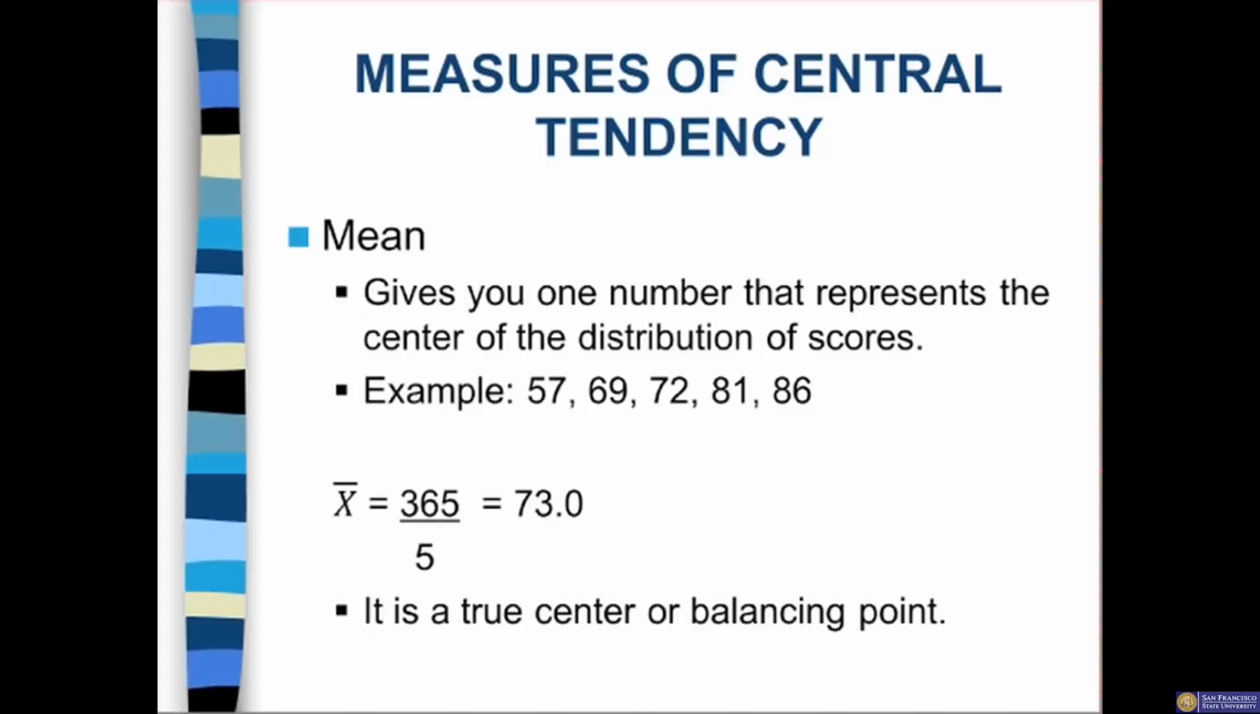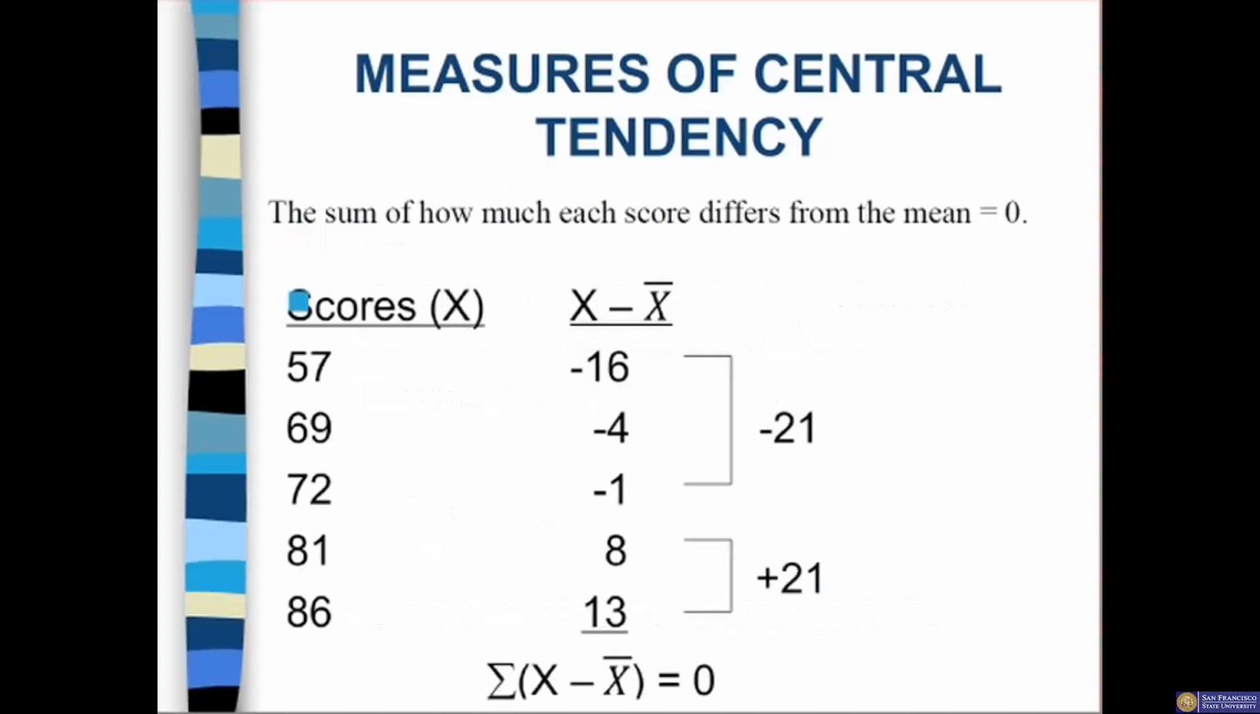So it is very much an indicator of central tendency. It is what we often call a true center. But the mean is very flawed. It very much can be influenced by outliers. An interesting point about the mean is that if you look at how much each score differs from the mean and then add them all up, it's going to equal 0. So the sum of how much each score differs from the mean is 0. So that's why we often refer to it as the true center.